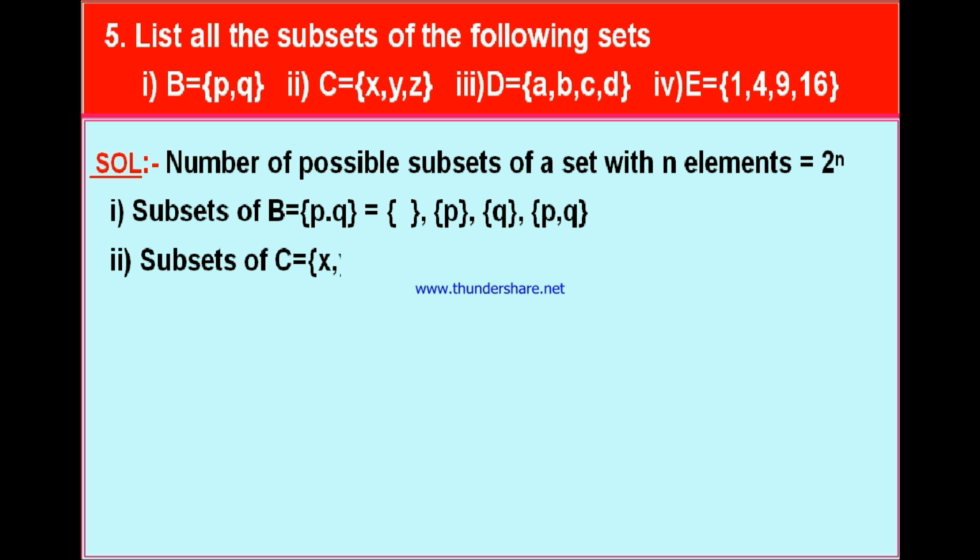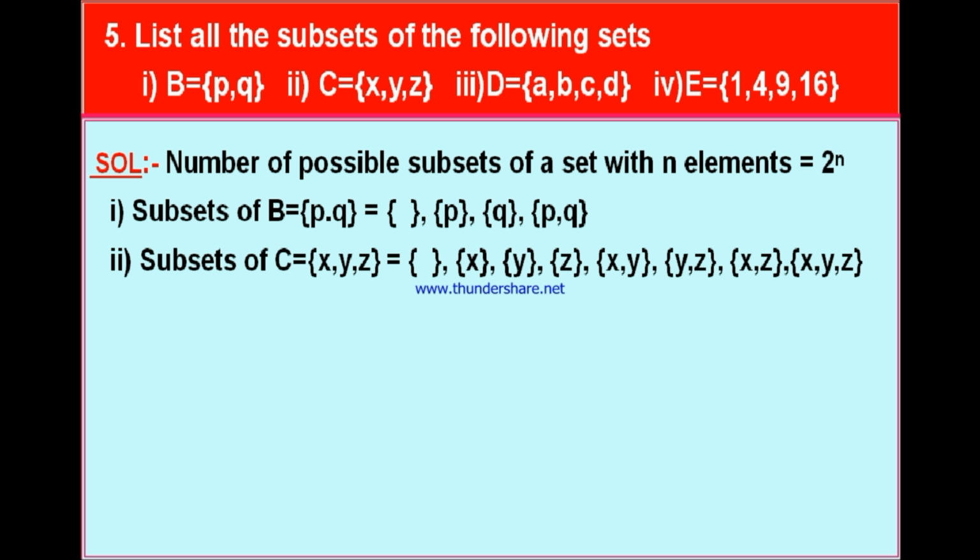Now, second bit, subsets of C, set X, Y, Z. Here there are 3 elements. Since there are 3 elements, the number of subsets is 2 cube. That is, there should be 8 subsets of this set. First is an empty set. Next, write the sets with single elements. That is set X, set Y, set Z.